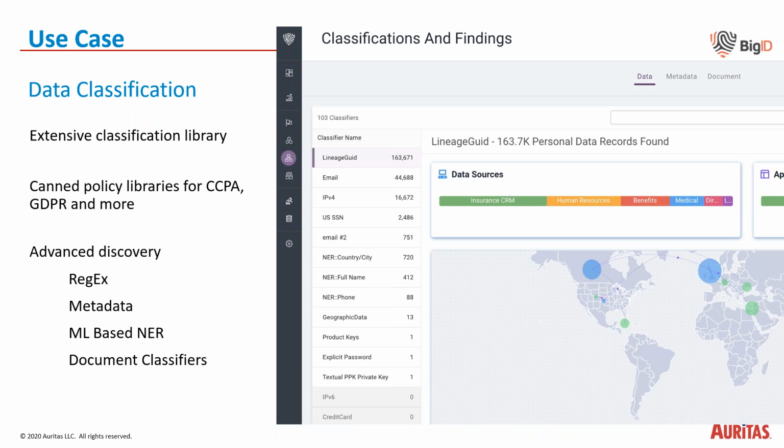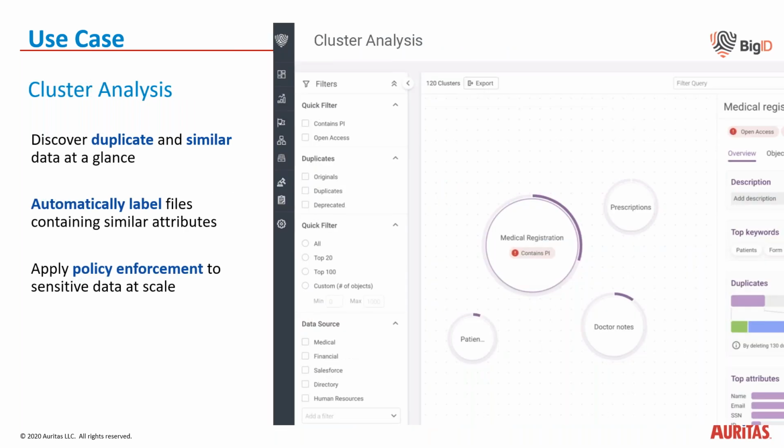Once we catalog the data, we provide classification. So we tell you what type of data you have. And as I mentioned, when we talked about the discovery in depth, we have a very broad set of discovery methods and classifiers that we could use, whether it's the traditional regular expression based, whether it's looking at the metadata and classifying by column name, that's also a possibility, but all the way through very advanced machine learning based named entity recognition, document classifiers, a very broad set of classification that can really give you insights about data. Cluster analysis is the ability to find similar and duplicate data and take action on them, label them, and apply a policy enforcement across those clusters rather than having to deal with separate files. This is a very effective way of managing large volumes of data.